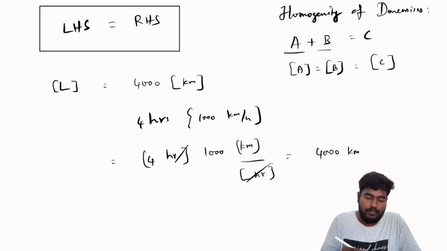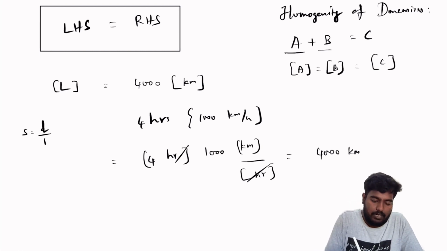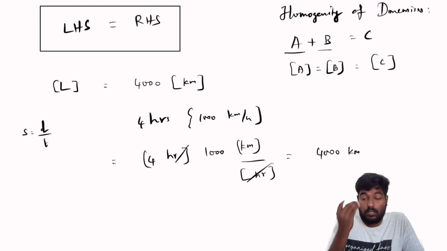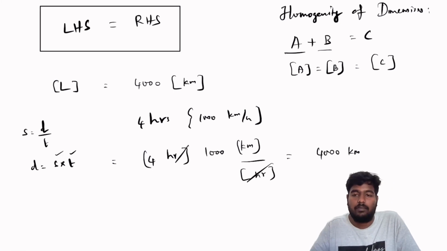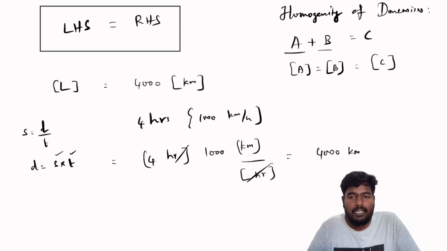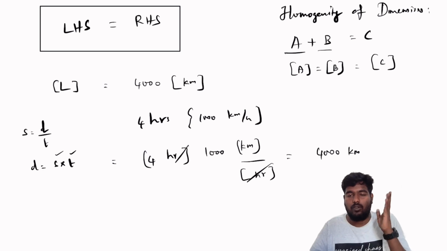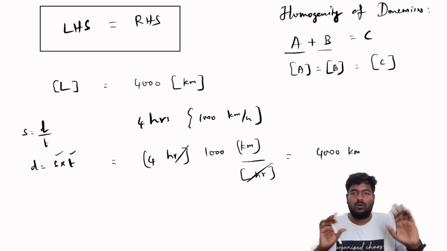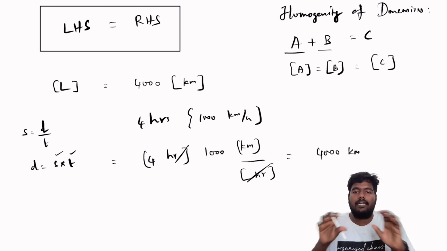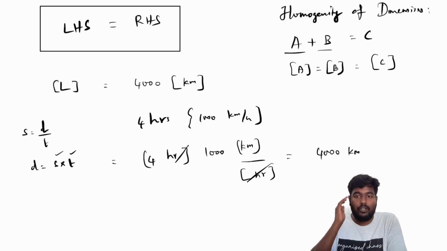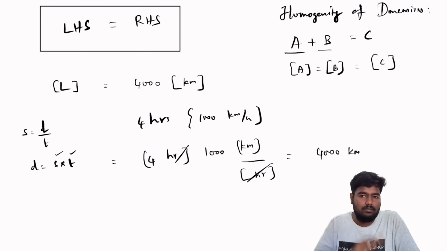For example, we know that speed is distance by time. If you want to work out distance, then that is speed into time. So they are different. Speed has different dimensions and time has different dimension. We can multiply any different dimensions, but you can add only the same dimension. This you have to remember. If two parts of the equation are being added, their dimensions are same. This will help to solve many questions.